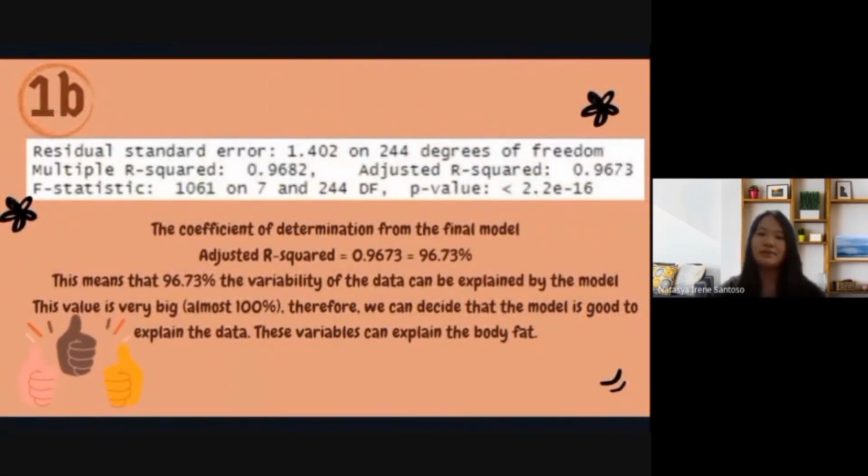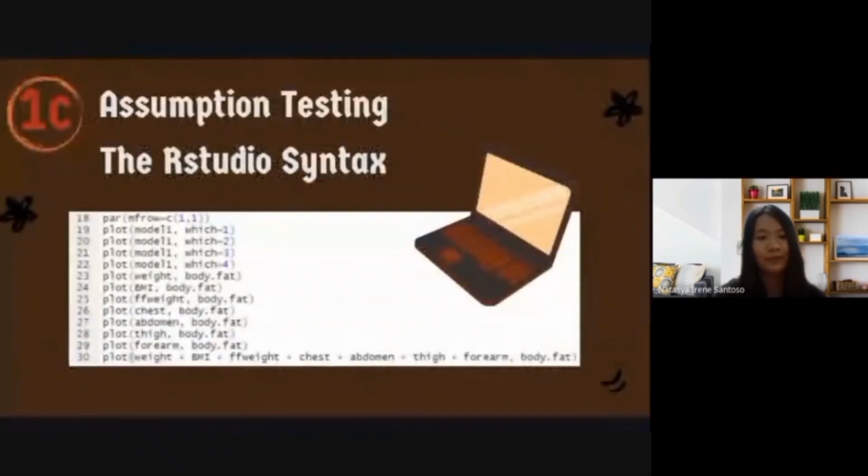The value of adjusted R-squared is 0.9673. This means that 96.73% of the variability of the data can be explained by the model. This value is very high. Therefore, we can decide that the model is good to explain the data.